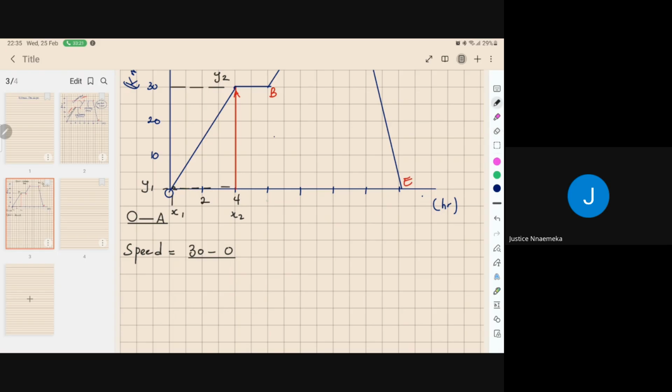This is 2, 4, 6, 8, 10. Or let's use 1, 2, 3 so that our brethren will not be confused. 1, 2, 3, 4, 5 hours, 6 hours, 7 hours. So it's going to be what? 2 minus 0.